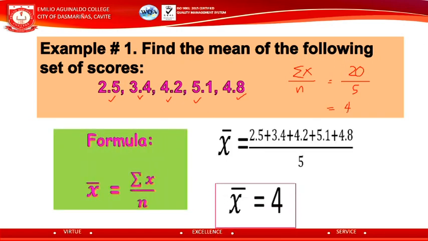This will be the formula. And again, if we add them all together and divide by the total number of observations, we will obtain a mean which is equivalent to 4.